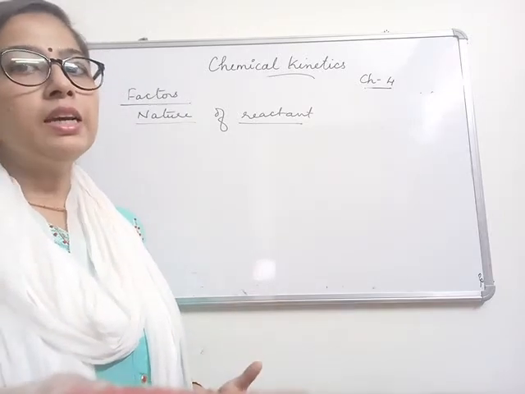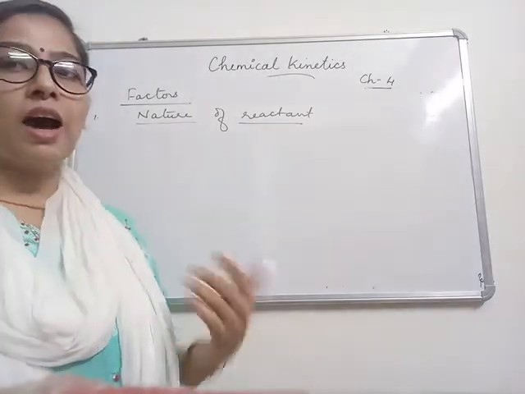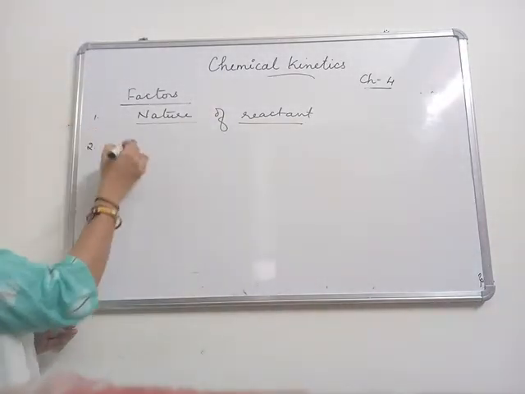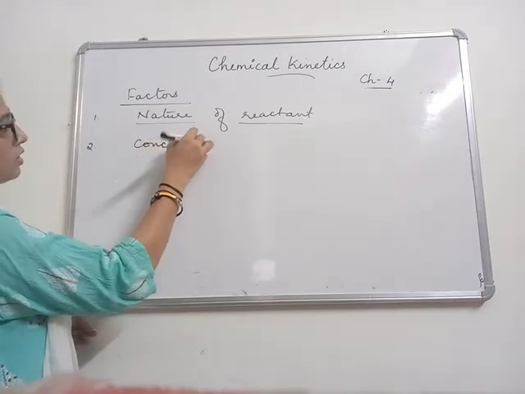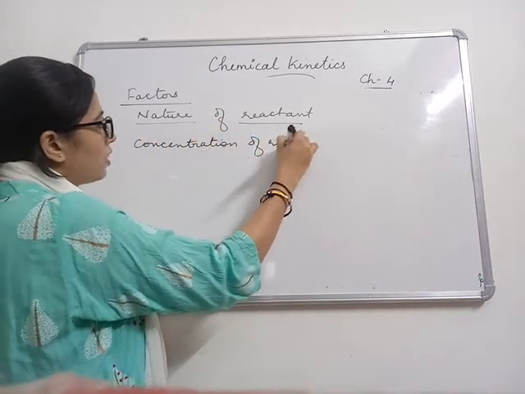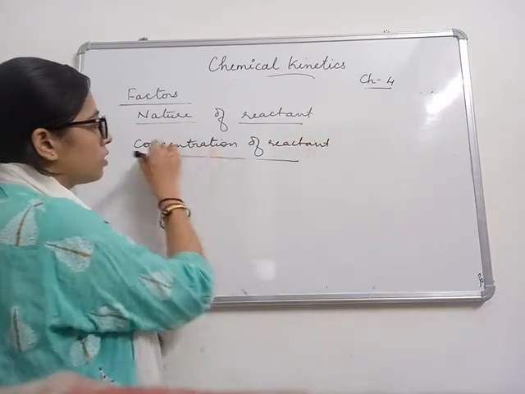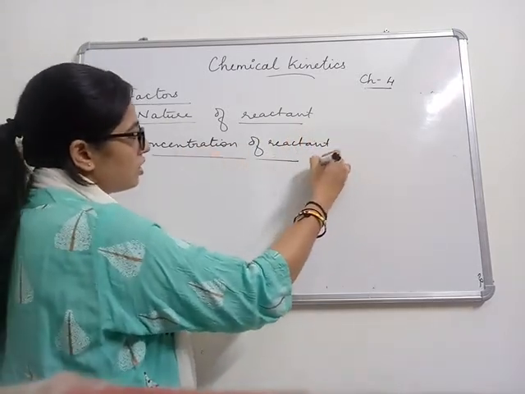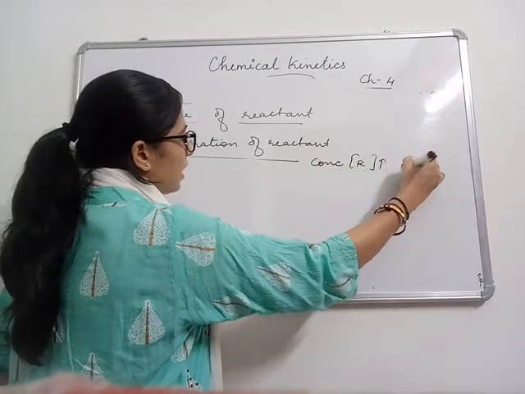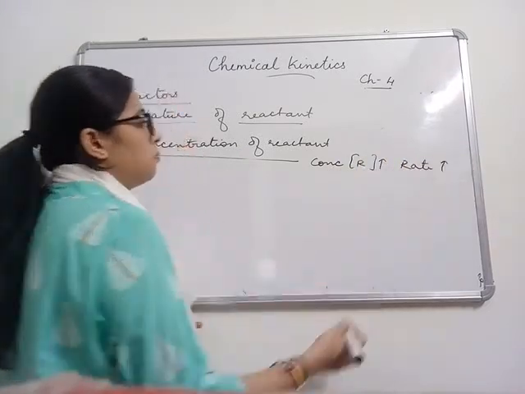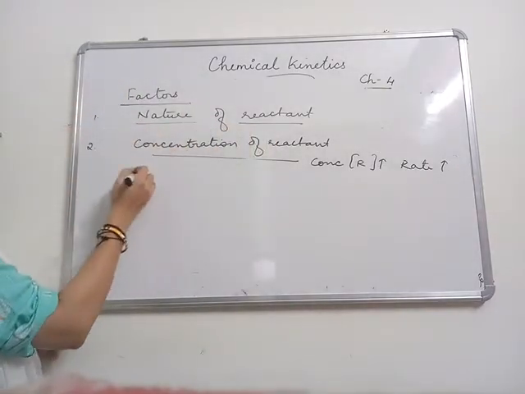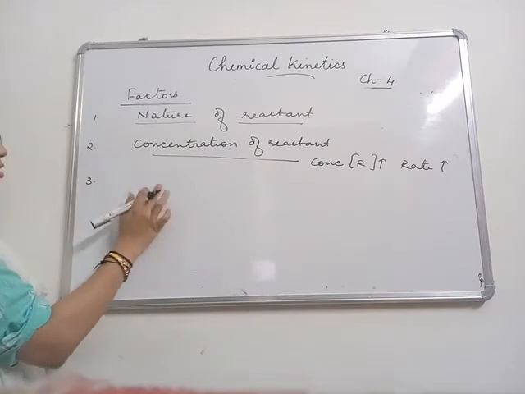So comparatively, if the nature of the reactant is ionic, the rate of the reaction would be more. So it depends on the nature. Second, it depends on the concentration of the reactant. If the concentration of the reactant is more, the rate is also more. So the rate increases as the concentration of the reactant increases.